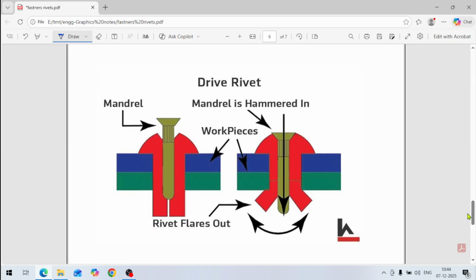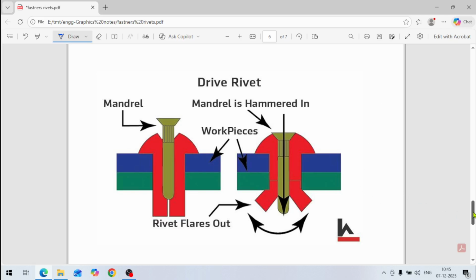So next is the drive rivet. This is our drive rivet. The mandrel is there, and the rivet shaft is there. When you hammer this mandrel, it flares up like this. It flares out the rivet, and it is riveted like this. So this type of rivet is called a drive rivet.